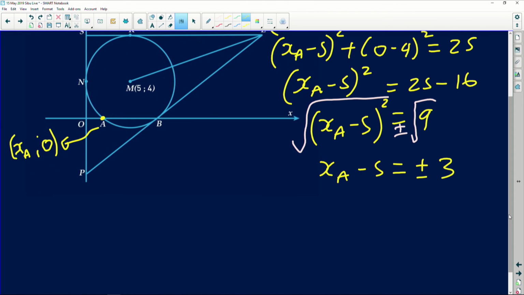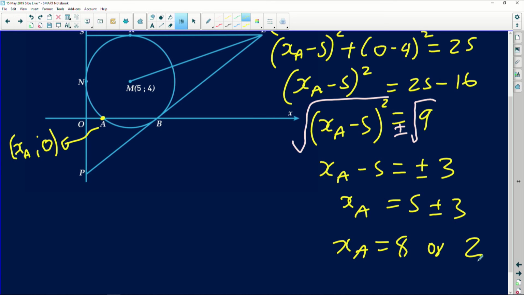If you continue here, you'll simply have x of a equals positive 5 plus minus 3. So the x value of a can be 5 plus 3, which is 8, or it can be 5 minus 3, which is 2. According to this drawing, the two x values that I'm getting here are telling me that the circle cuts the x-axis twice, when x is 2 and when x is 8. So we need to check which one of the two corresponds to the point A.